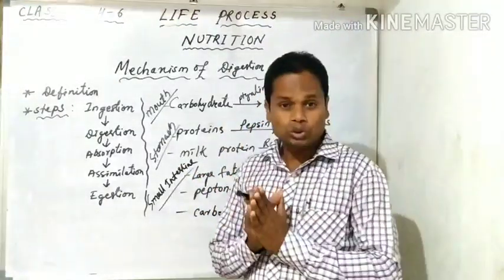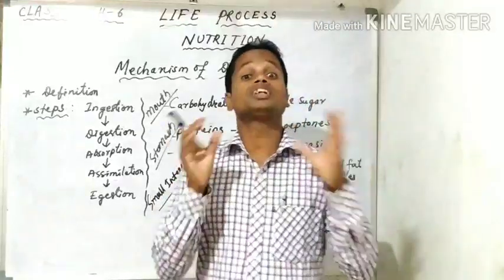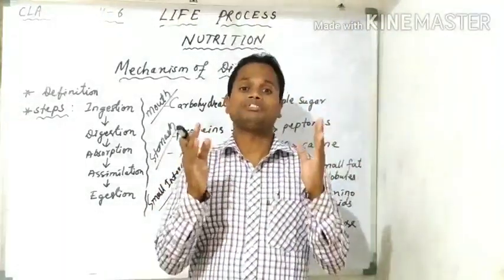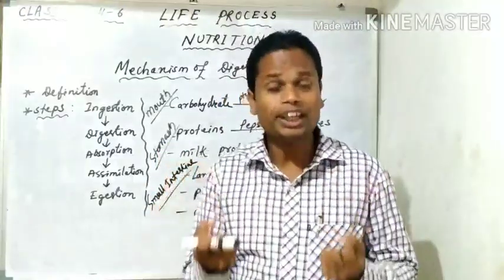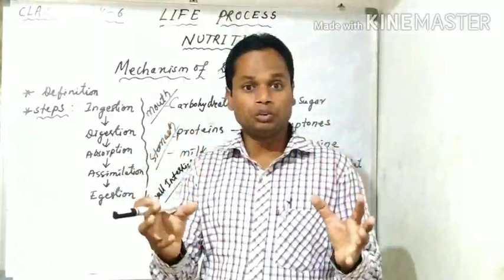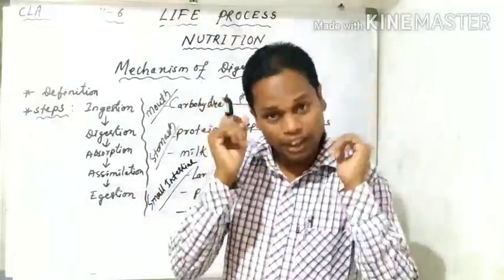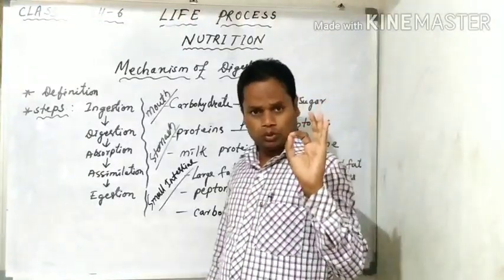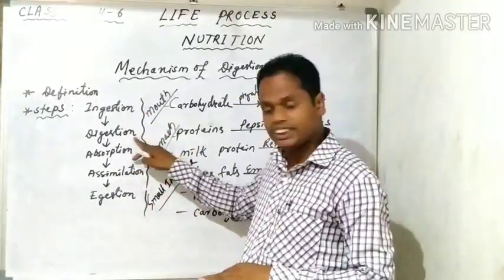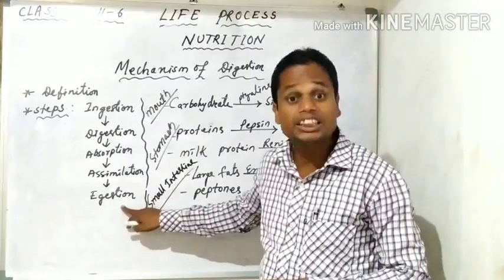and glycerol. So, digestion can be defined as the process of conversion of complex molecules into simpler form by the help of digestive enzymes in order to be absorbed by the blood. I repeat, the process of conversion of complex molecules into absorbable simple molecules by the help of digestive enzymes. The process of digestion completes in 5 steps. Number 1 is ingestion, second is digestion, third is absorption, fourth is assimilation, and last but not least, egestion.